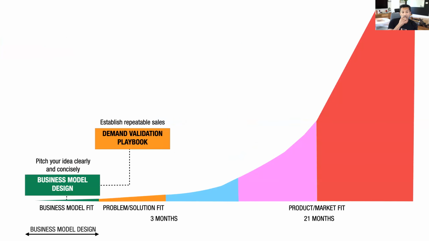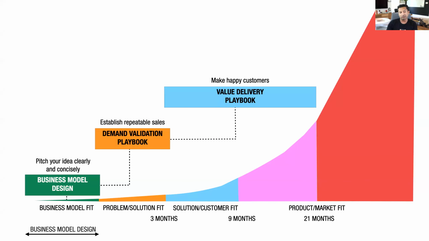And this is what we call demand validation. So no product necessarily needs to get built here, but this is where you can come back with evidence and show that there is a pipeline of customers waiting to build what you have just demoed them. Then the next roadmap begins, which is the journey to solution customer fit.